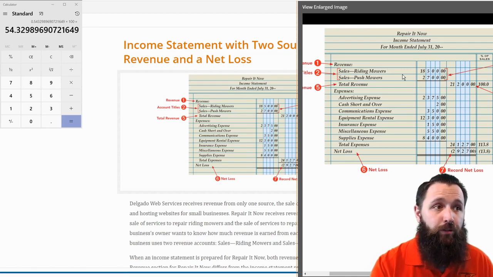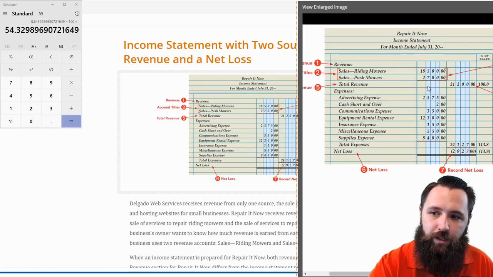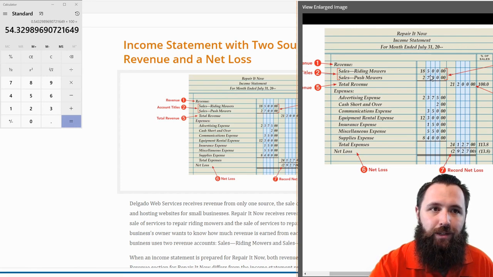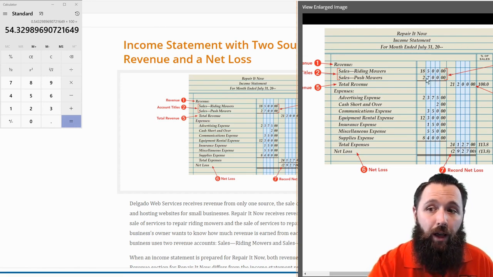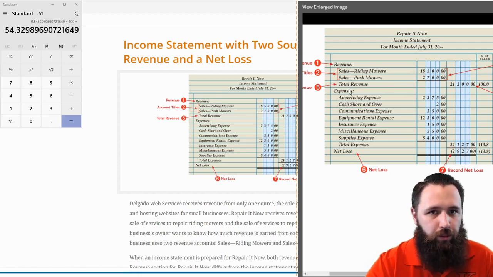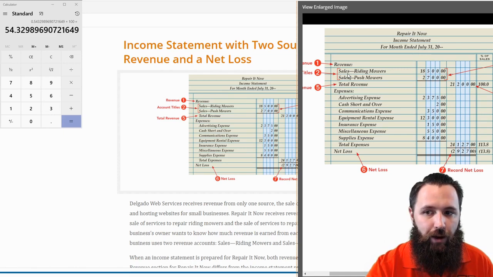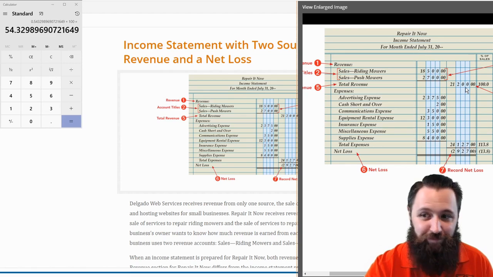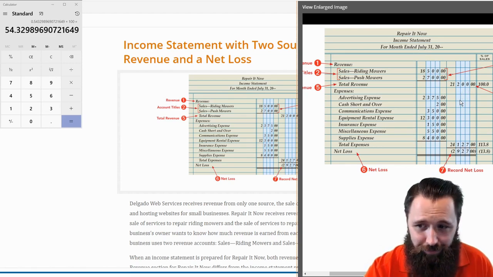Well, they have two different types of sales. Now we're going to record sales in this first column, okay? Because it's not the total number. And all we're going to do is add total revenue, just like we did with total expenses, because now we have two sales accounts. So now we'd add total revenue, and our total revenue would be recorded on the right-hand side, in the second column, which is $21,200. Okay, so that's the only difference.